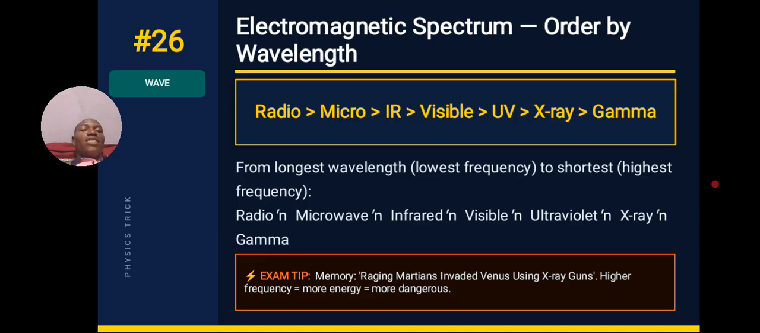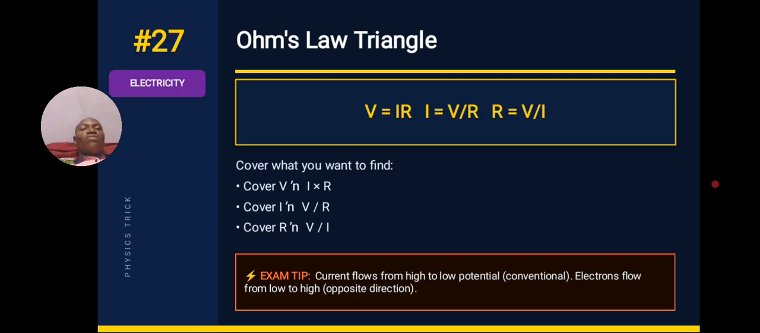Ranging Martians invaded Venus using X-ray guns. So these are all the electromagnetic waves, the waves of the electromagnetic spectrum. Ranging stands for radio, Martian stands for microwave, invaded stands for infrared, Venus stands for visible, using stands for UV, X-ray stands for X-ray, guns stands for gamma rays. So this is in order of their decreasing wavelength. So if you can remember this short formula of Ranging Martians invaded Venus using X-ray guns, then you will know it very well. I'm just giving you a way to know it very well.